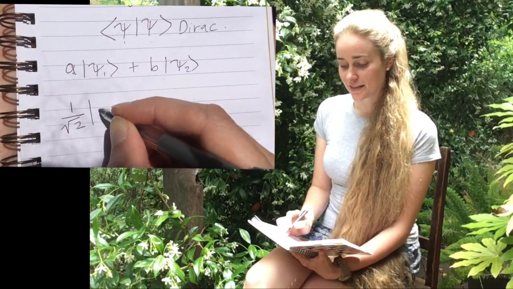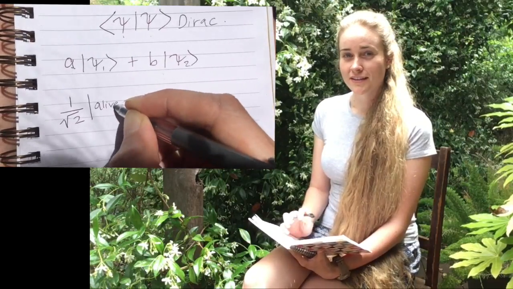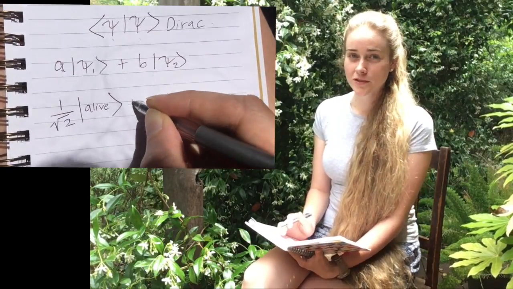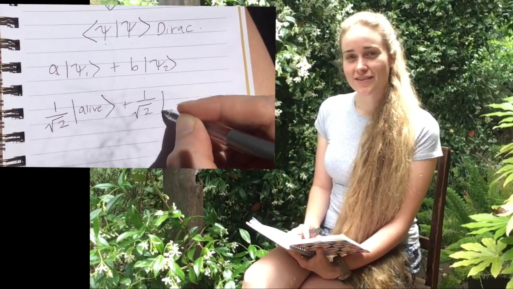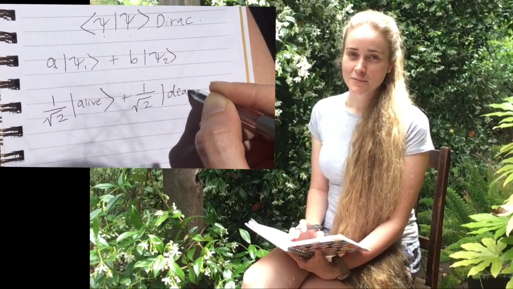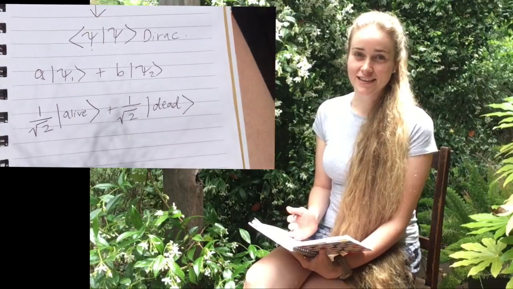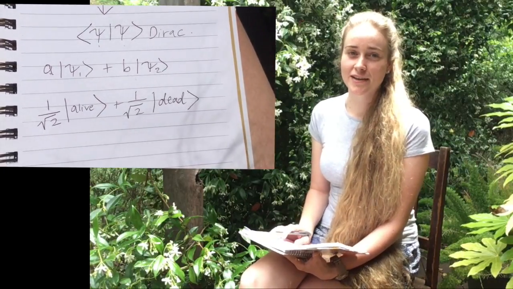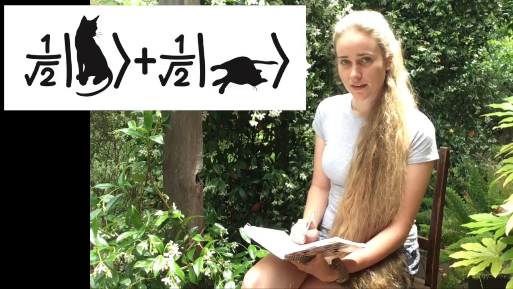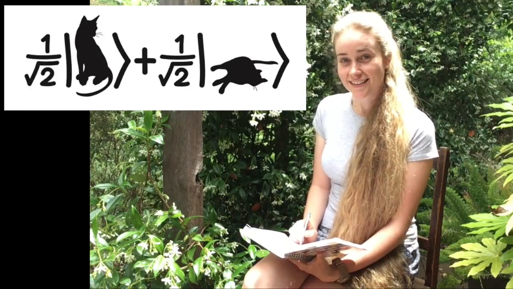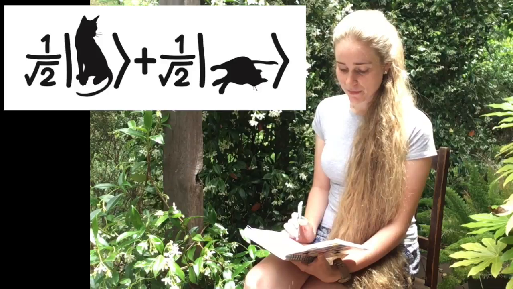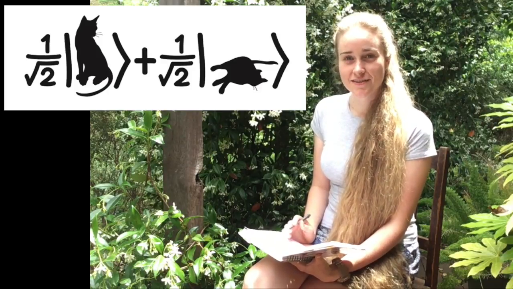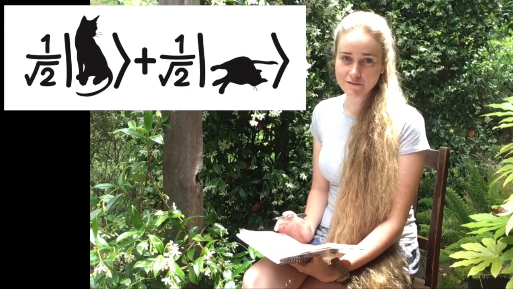Schrodinger's cat is a thought experiment where the cat exists in a quantum superposition of states where the states are either alive or dead, because the cat's fate is linked to the random decay of a radioactive particle. The coefficients, in this case 1 over root 2, are the same, since there is equal chance of the cat being either alive or dead.